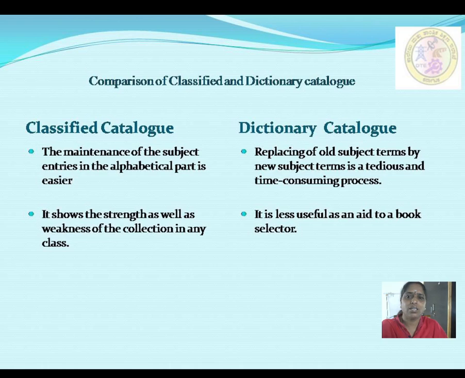So once the new edition of the classification, or scheme of classification, comes, the librarians have to classify and catalog the books which are already classified and cataloged, right?